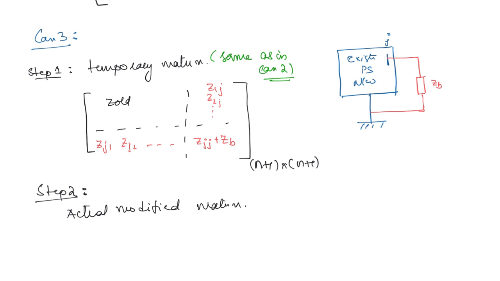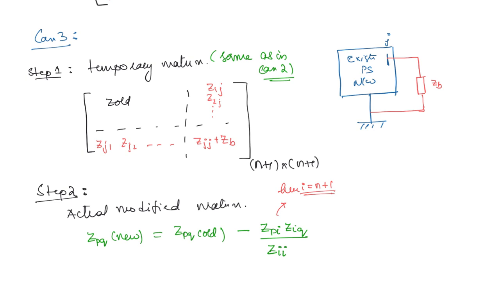Now what is going to happen here is each of the elements is going to be modified as follows: ZPQ new is going to be ZPQ old, the old value you are going to take, minus ZPI ZIQ divided by ZII. So here what is I? Here I is nothing but N plus 1. In order to avoid writing ZP of N plus 1, I have written ZPI. Otherwise this formula will become very clumsy, right? So I is nothing but N plus 1.